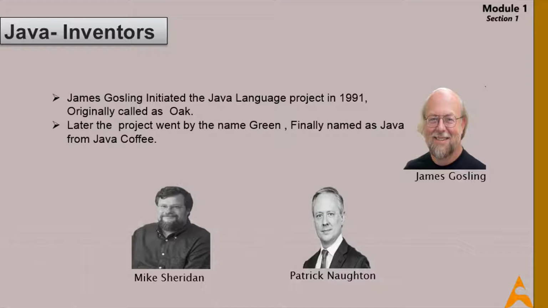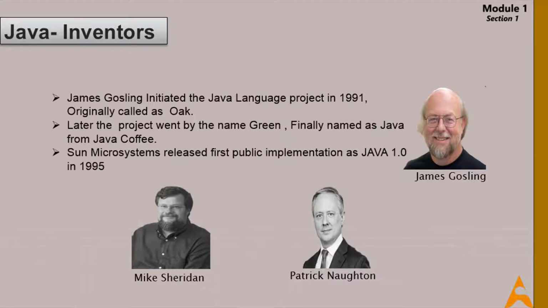The language was initially called Oak after an oak tree that stood outside Gosling's office. Later the project went by the name Green and was finally renamed Java, from Java coffee. Gosling designed Java with a C and C++ style syntax that system and application programmers would find familiar.